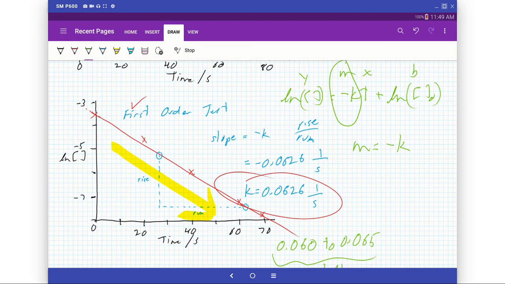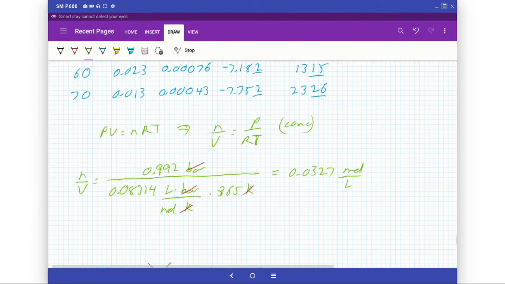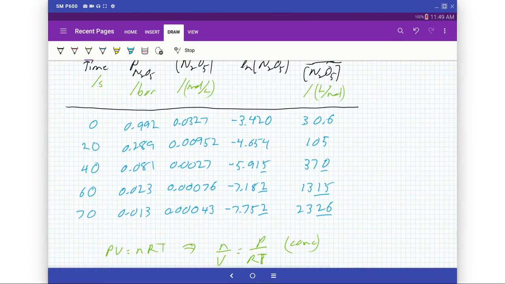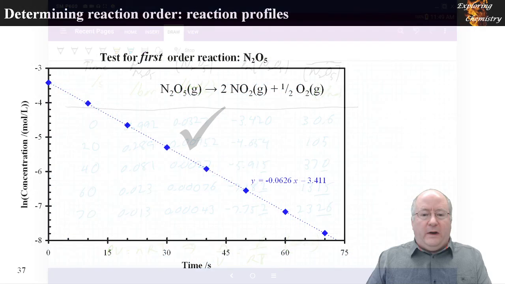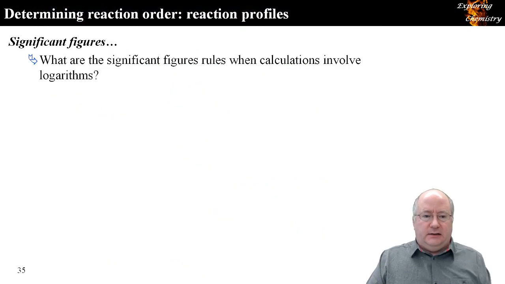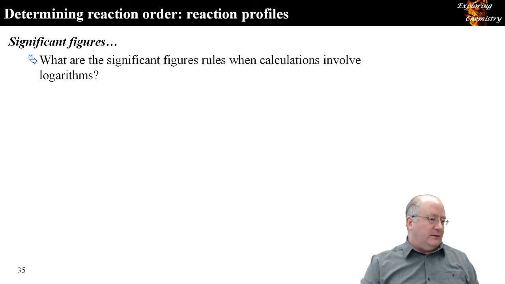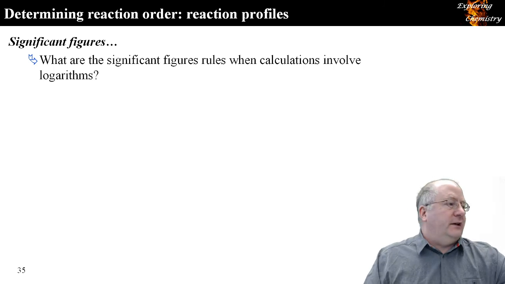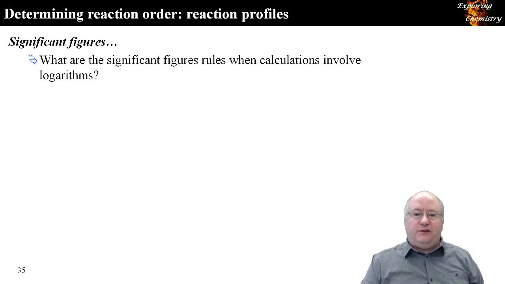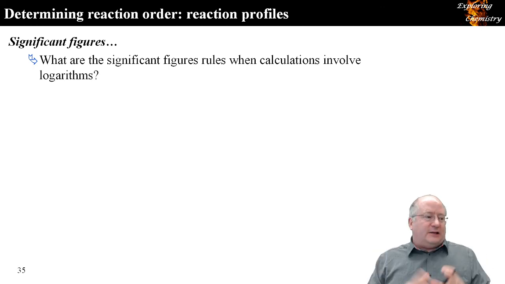Okay. I do want to go up here and spend just a few seconds looking at this data table with this in mind. What are the significant figure rules when calculations involve logarithms? What are the sig fig rules when calculations involve logarithms? And I'll give you a few seconds to think about it for yourself. So take 10, 15 seconds, come up with an explanation for what are the sig fig rules involving logs. Go ahead. Give you 10 seconds.